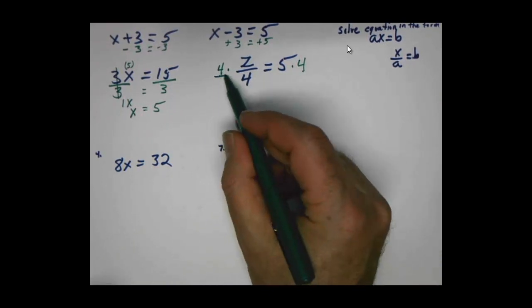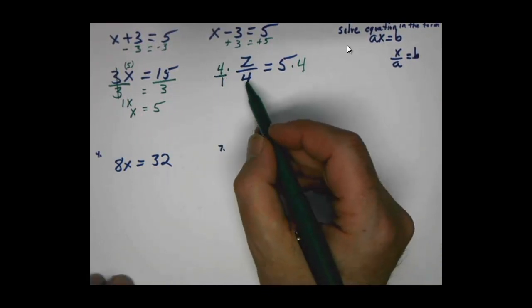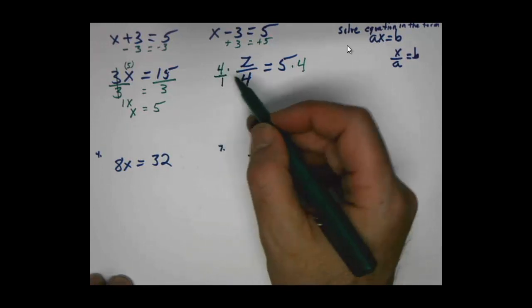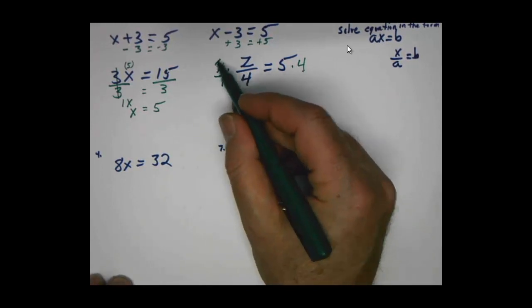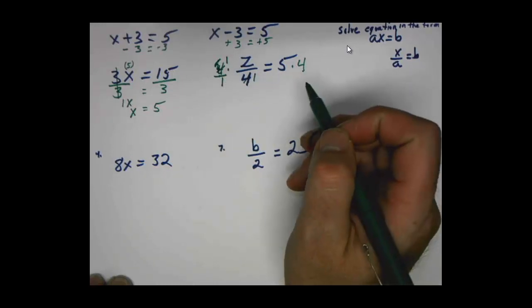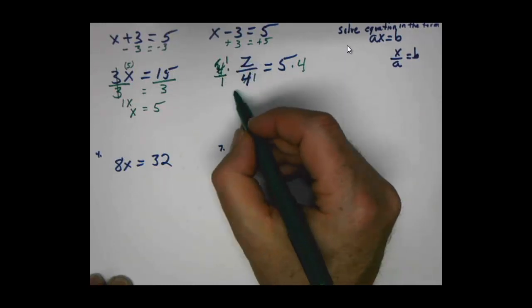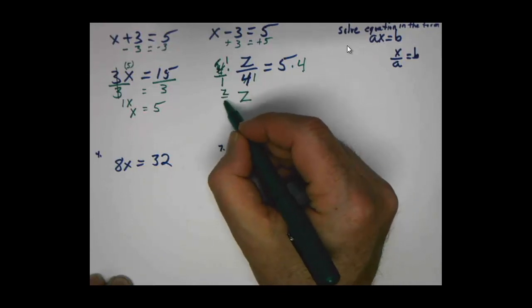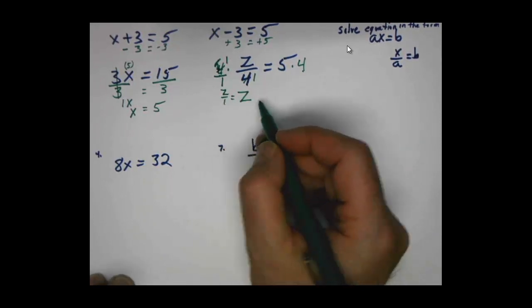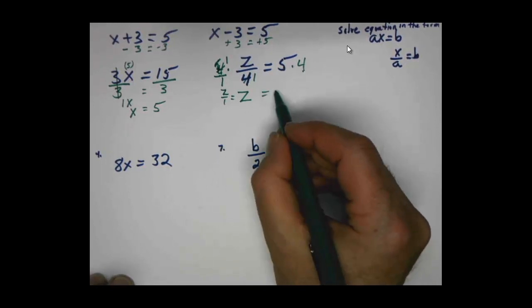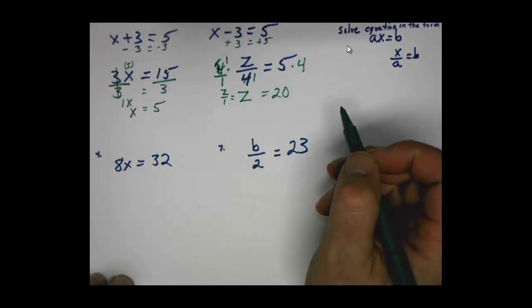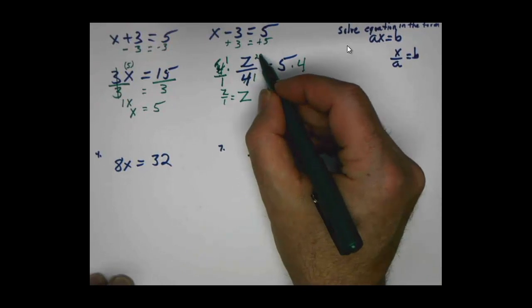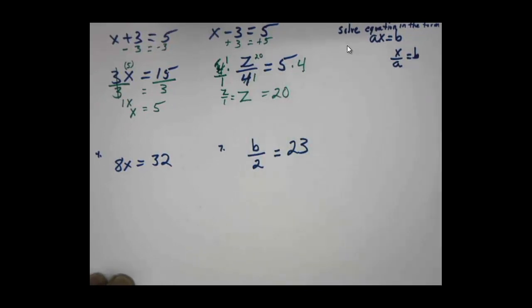So whole numbers go over 1. So how many 4's in 4? Well, that's 1. That cancels out. We're left with 1 and 1. So we have 1 times z over 1, or z. So z over 1 is really just z. And 4 times 5 is 20. Again, a quick check. 20 divided by 4 is 5.